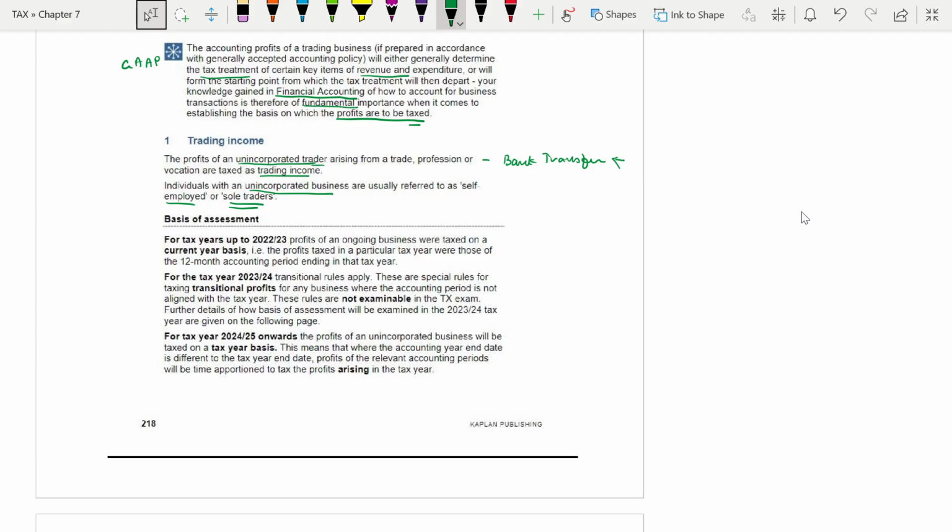Registration is different from licensing. You can register, but you don't have the license. Then what will happen? You are not legally entitled to do the business if you don't have the license.